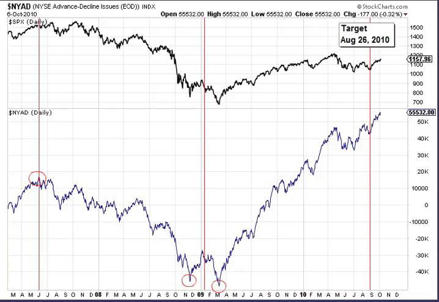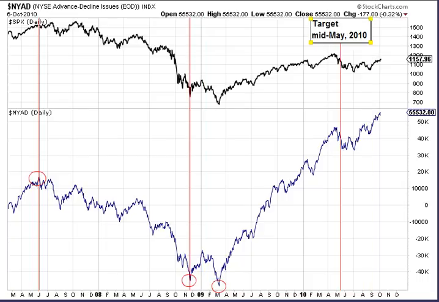Panning back to the big picture, when you put the center post between the two bottoms, you project a final top date of August 26, 2010. For a more conservative approach, Terry suggests placing the center post at the first low in November of 2008, which produces a top target in mid-May 2010.